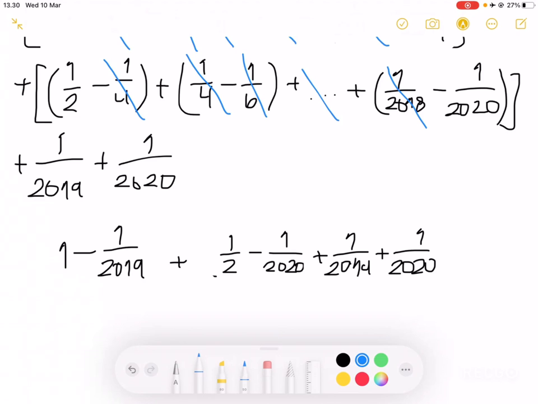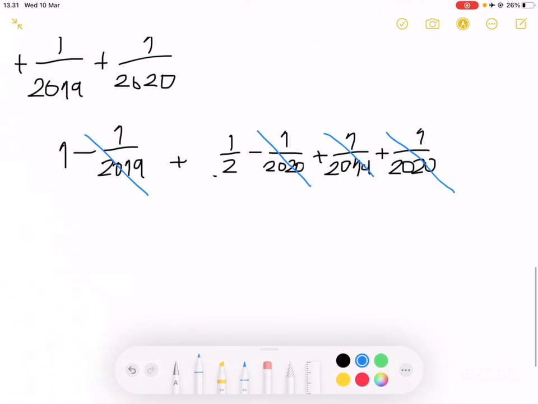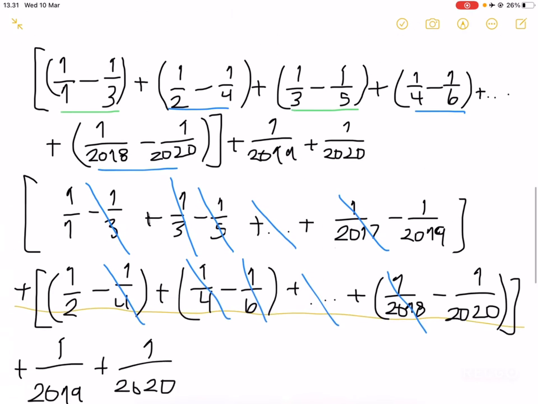And again, there's one last cancellation going on here. So this minus 1 over 2019 will cancel with this. This minus 1 over 2020 will cancel with this, leaving us with our final answer of 1 plus 1 over 2, which is 3 halves or 1.5. So this extreme sum has been done.